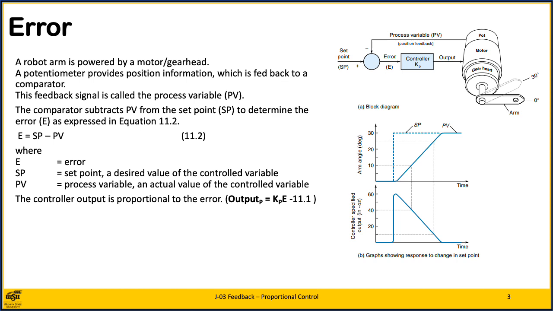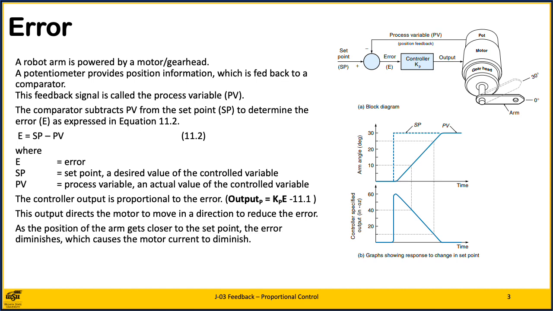Referring to equation 11.1, we see that the controller output is proportional to the error. This output directs the motor to move in a direction to reduce the error. As the position of the arm gets closer to the set point, the error diminishes, which causes the motor current to diminish. At some point, the error and the current will get so small that the arm comes to a stop.